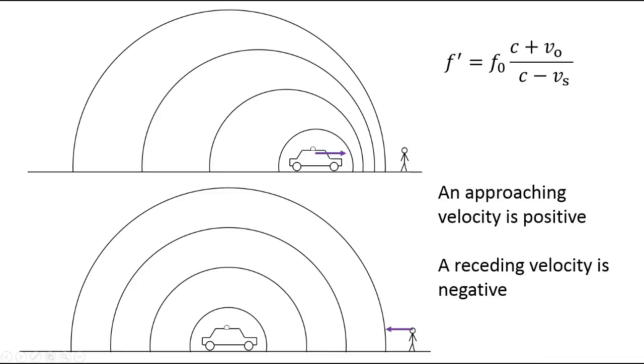We say that any velocity approaching the other object is positive, and any velocity receding away from the other object is negative. So if the car were moving away from the person, that's receding away, that's recession, that would be a negative velocity. If the person were running away, that would be a negative velocity. If the car were moving toward and the person were running away, the car would have a positive velocity for the source velocity. The person would have a negative velocity for the observer velocity.